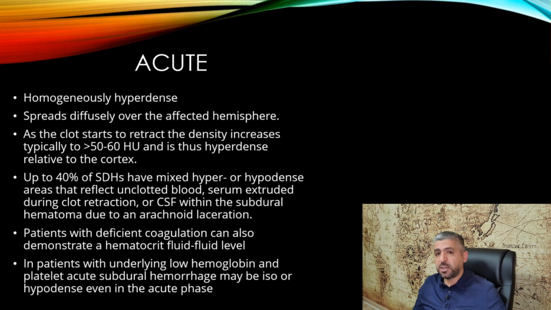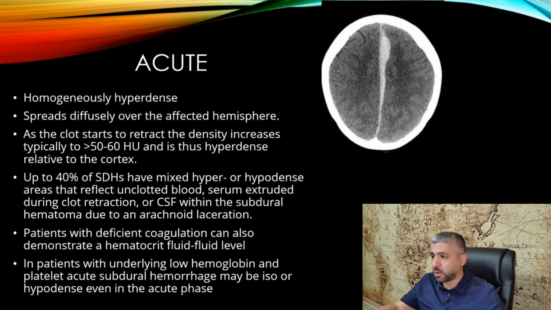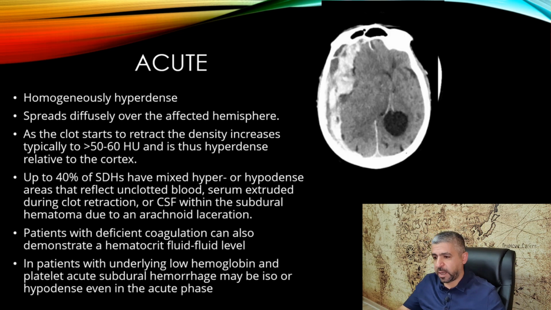While in acute stage, it's usually homogeneously hyperdense because the blood is starting to clot. You can see here this subdural hematoma is limited by the falx, and it's homogeneously hyperdense with density more than 50 to 60 Hounsfield units. And about 40% of subdural hematomas have a mixed hyper or hypodense area that has unclotted blood, okay? It's serum and CSF going through arachnoid laceration into the collection, like you see here.